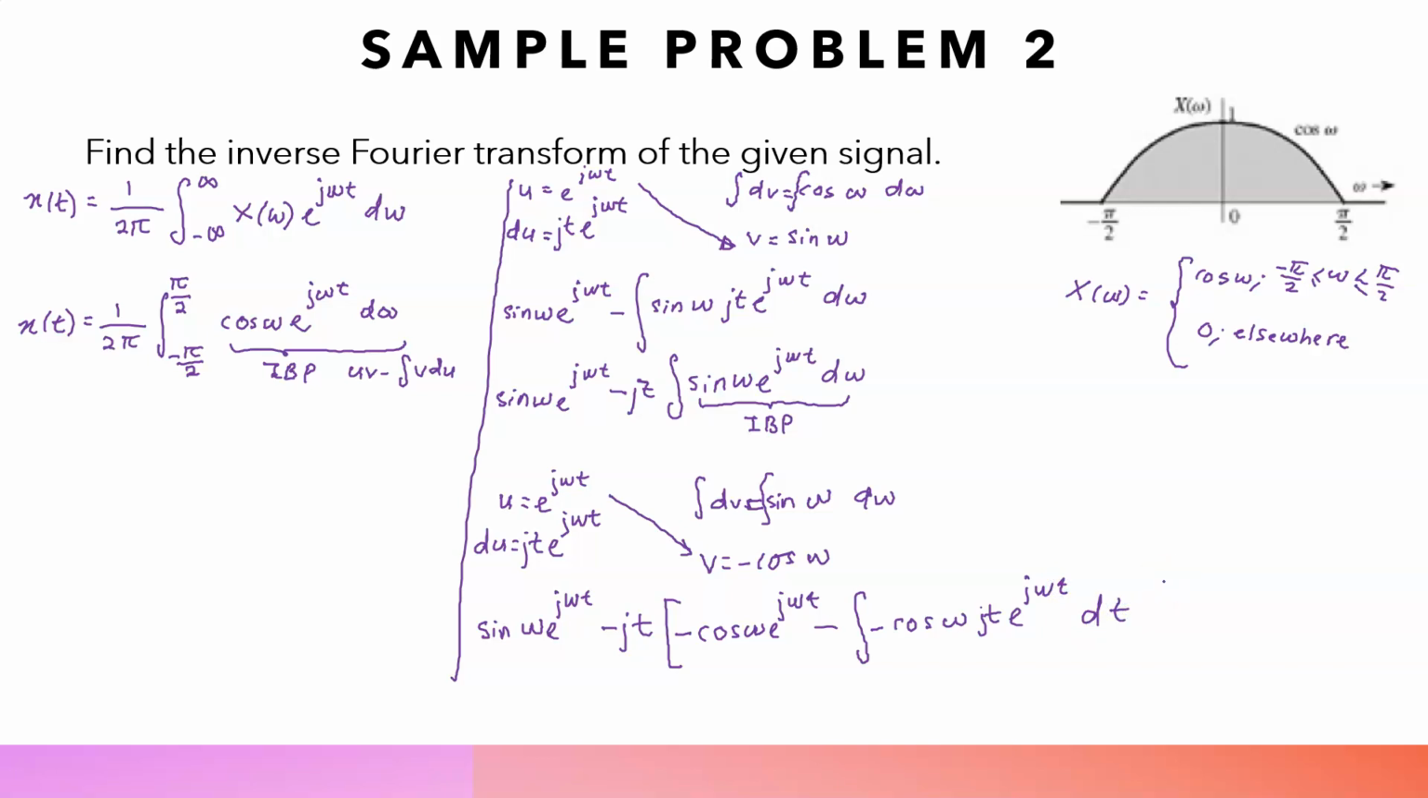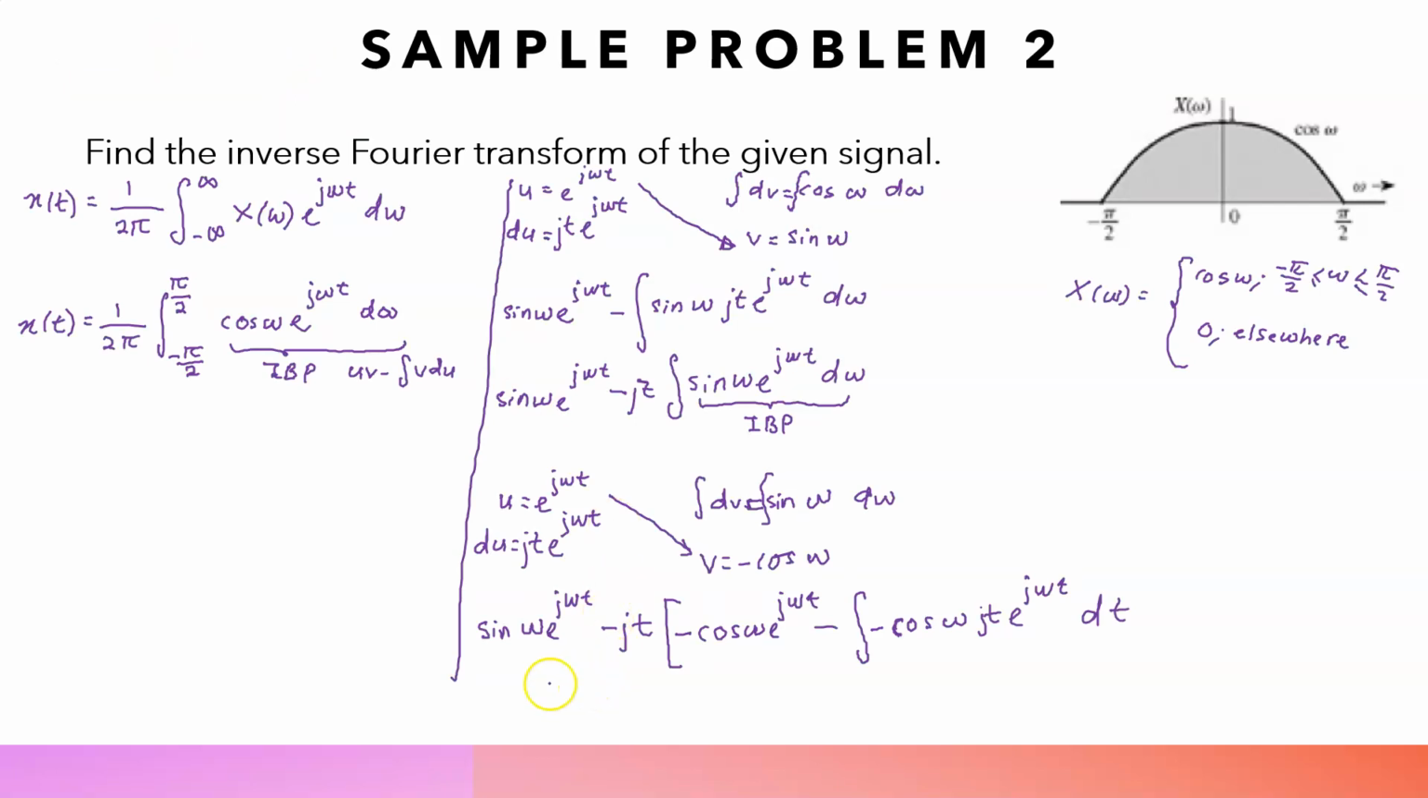Okay, so now you see the pattern. Here we come back to something similar to the original. Since we have cos, the integration of cos is sine, and then the integration of sine gives cos again. So if you continue, it will never end. So what you can do is the following.